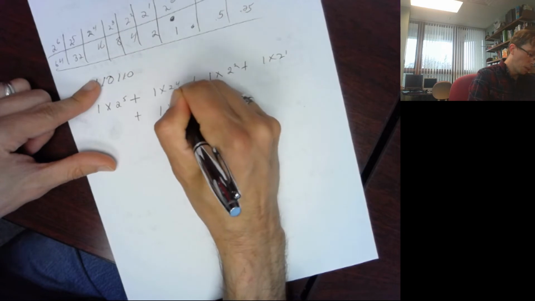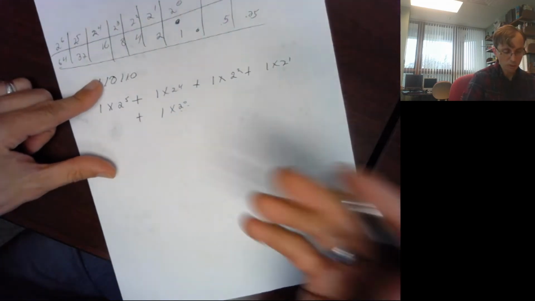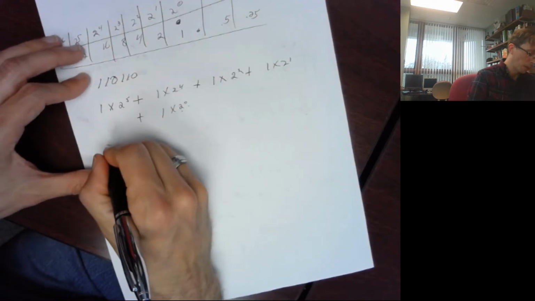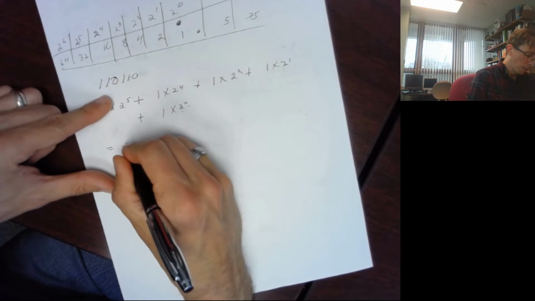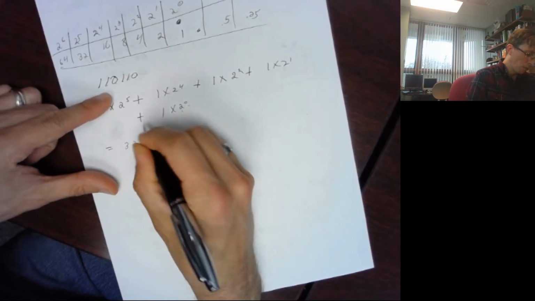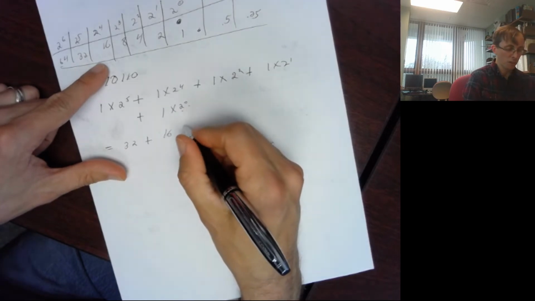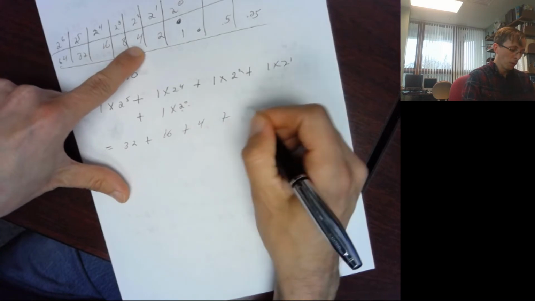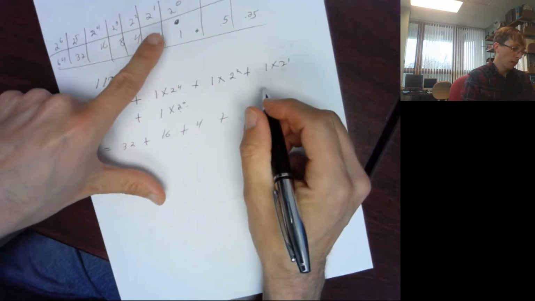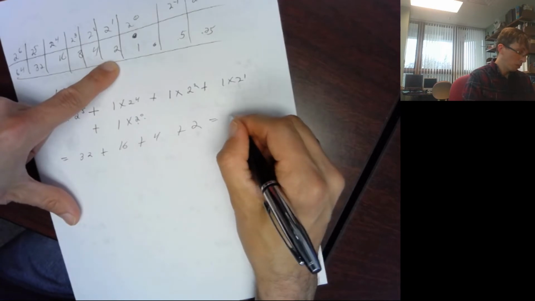Obviously anything times 0 is just 0, by that identity. So then we just have 2 to the 5th, 32, plus 2 to the 4th, 16. That's why memorizing these charts might help you a little bit. Plus 2 to the 2nd, 4, right? Plus 2 to the 1st, 2, right? And then we'll just add those up, get 54.